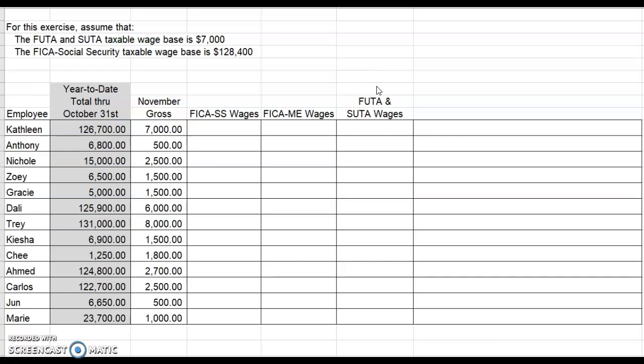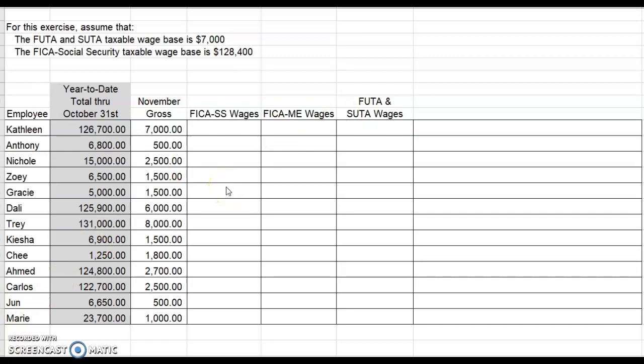In this exercise, we'll practice calculating wages subject to the following taxes: FICA Social Security tax, FICA Medicare tax, and FUTA and SUTA taxes. It's important to realize that we are not calculating the actual tax. We are calculating the wages for the month of November subject to each of these taxes.